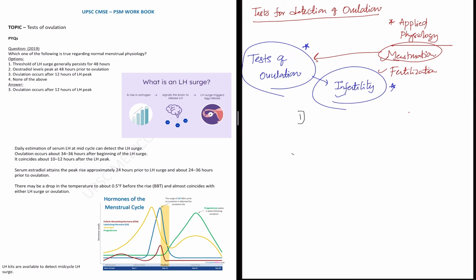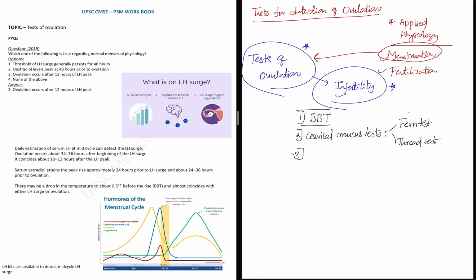One most important commonly done test, but nowadays obsolete, is the basal body temperature method. There was one PYQ on this topic. Similarly, in many other competitive exams, I have seen questions coming from the cervical mucus test. In the cervical mucus test, you have the Fern test, and one more important thing, the thread test. Okay, we'll also look into these tests.